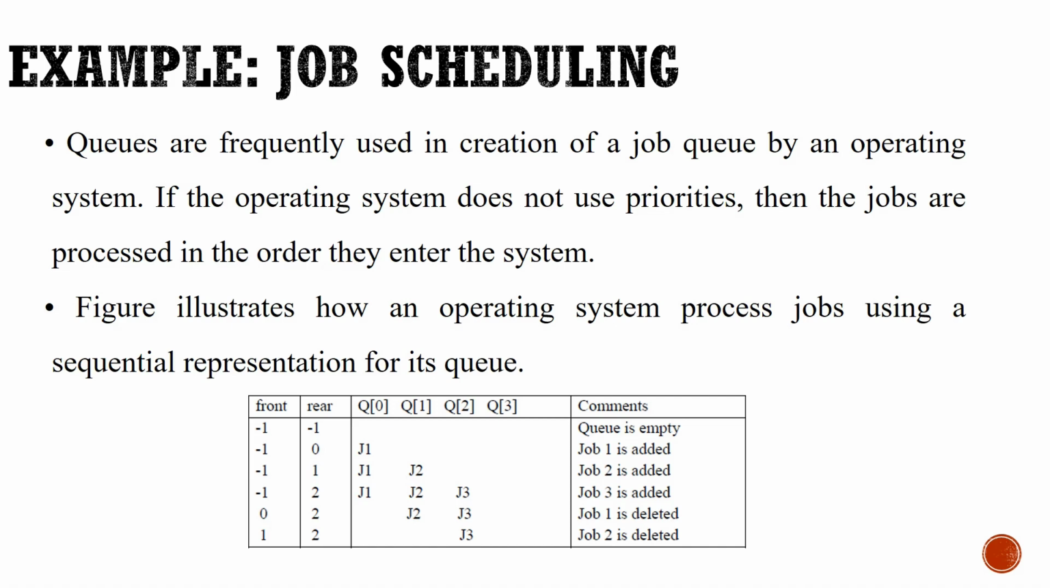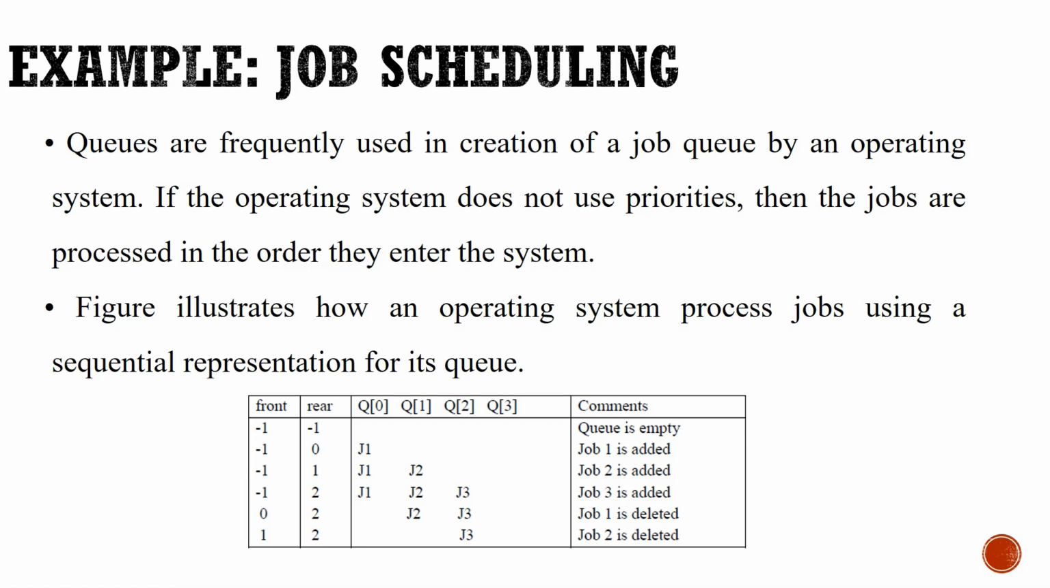Now when J1 comes, the first element is to be entered. So we increment the rear pointer by 1. The front will remain at -1, but rear will be incremented by 1: -1 plus 1, which will be equal to 0. That is, when I insert the first element, the rear element will be J1, at index value 0. Now when I insert the next element J2, front remains the same, that is -1, but the rear will be changed to 1.